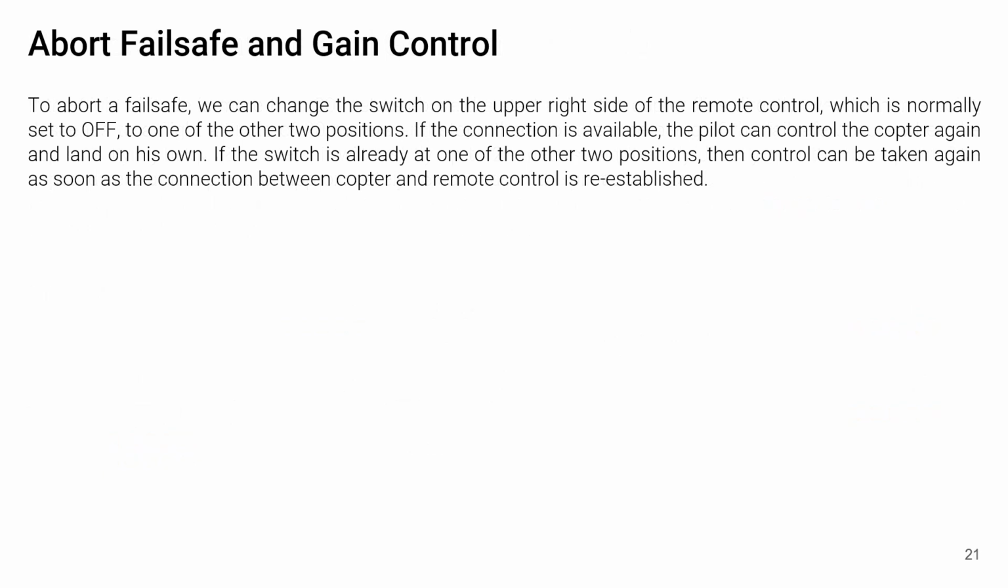To abort a failure scenario, we can change the switch on the upper right side of the remote control, which is normally set to off, to one of the other 2 positions. If the connection is available, the pilot can control the copter again and land on his own. If the switch is already at one of the other 2 positions, then control can be regained as soon as the connection between the copter and the remote control is re-established.